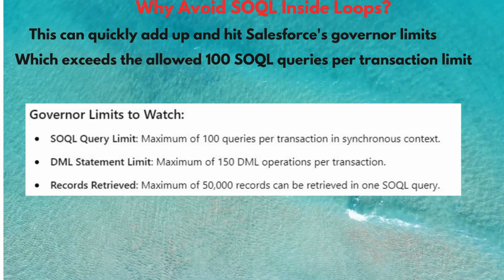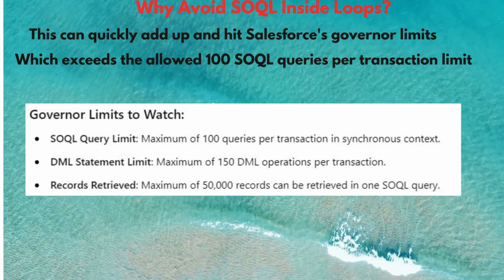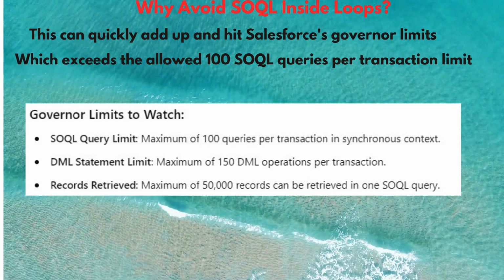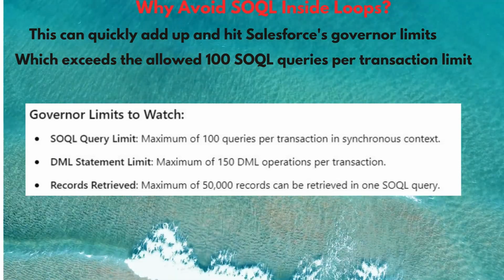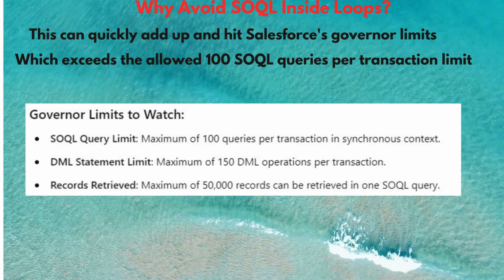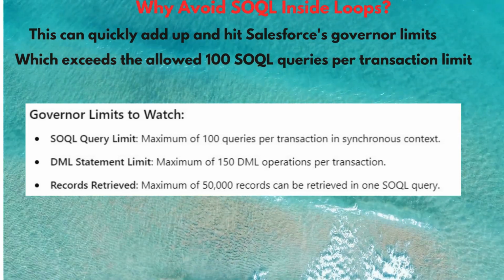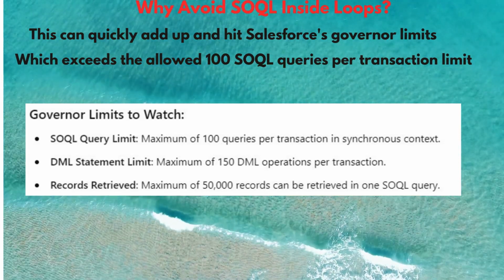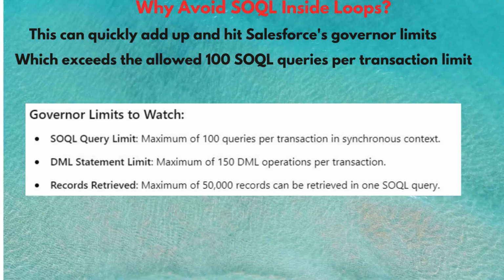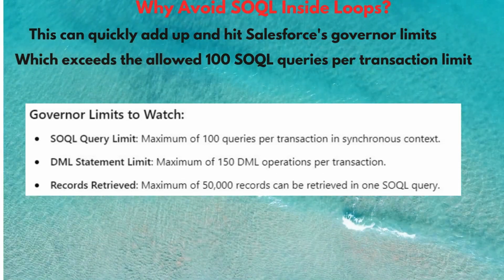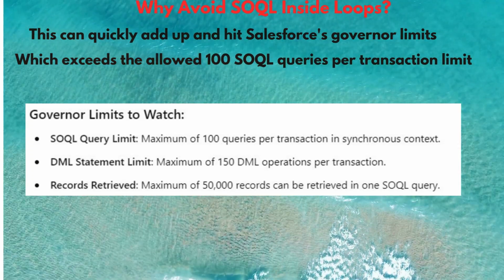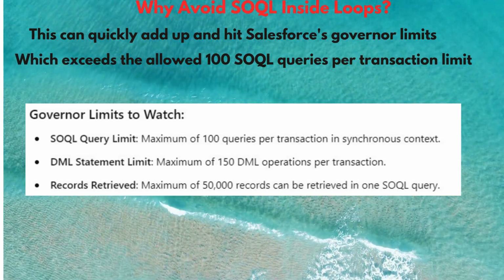Apart from SOQL queries, there are a few other important limitations. One is the DML statement limit, and the other is the number of records that can be retrieved from one SOQL query. Coming to the DML statement limit, a maximum of 150 DML operations can be done in one transaction. If the user crosses this limit, our application raises an error.